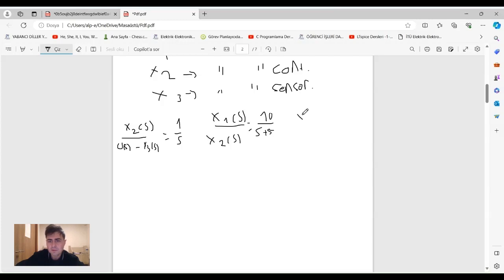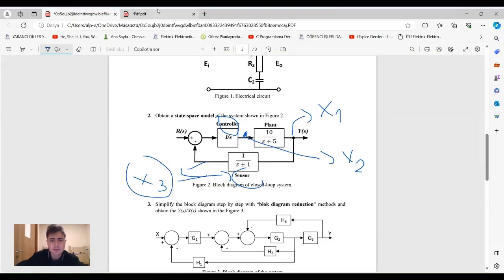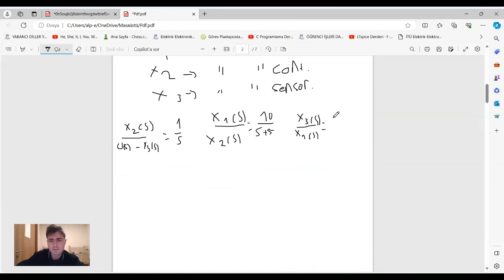And the last one, X3(s) over X1(s) equals 1 over s plus 1. Okay, then we have to do the cross-multiplying. That's it. It's the only thing.